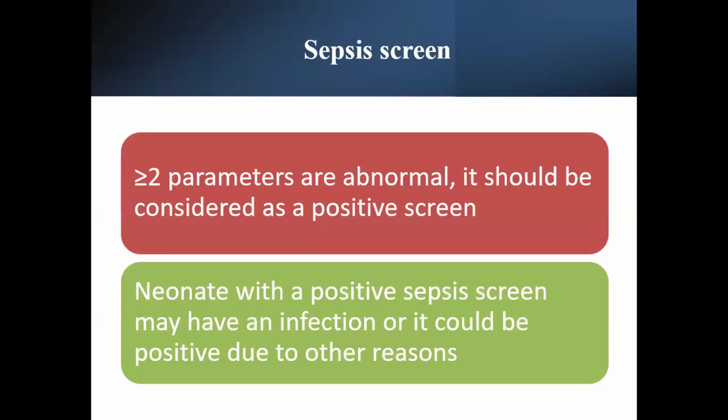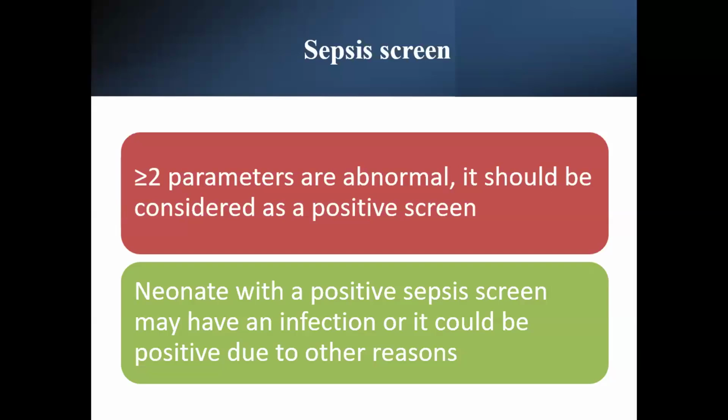But the issue with the sepsis screen is that it has a good negative predictive value. This means a negative sepsis screen helps us to rule out sepsis. So if you are suspecting sepsis and you are in two minds whether you should start antibiotics or not, in that case sepsis screen might be helpful. If it is coming out negative, then you are relatively sure that the baby is not septic. But a positive sepsis screen may not be confirmatory.